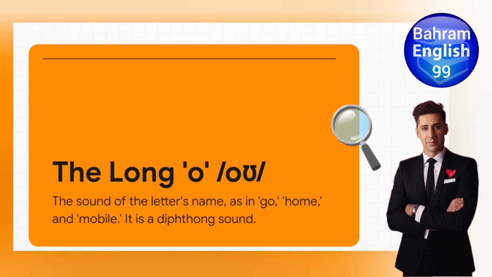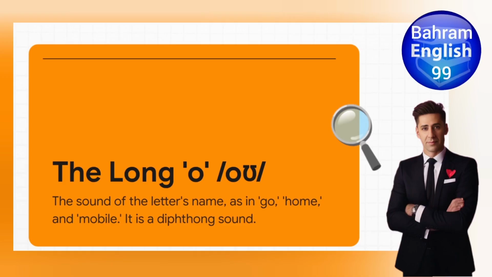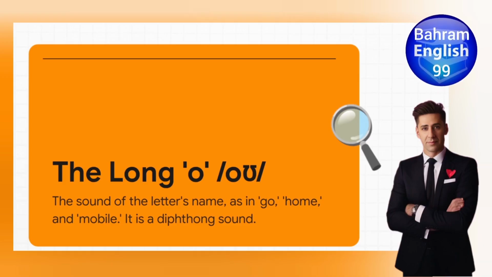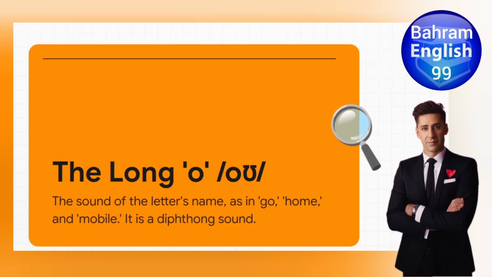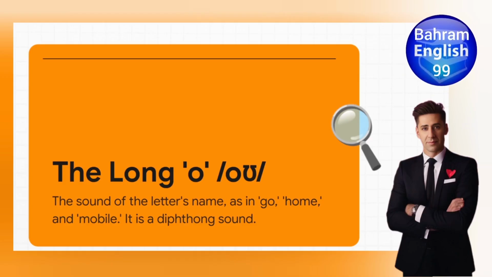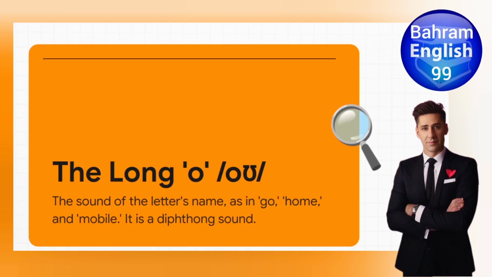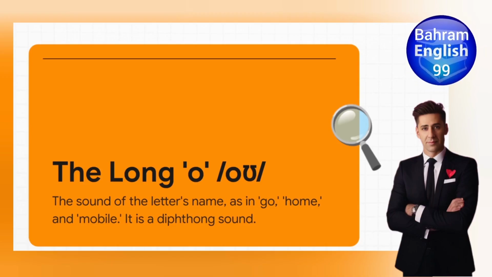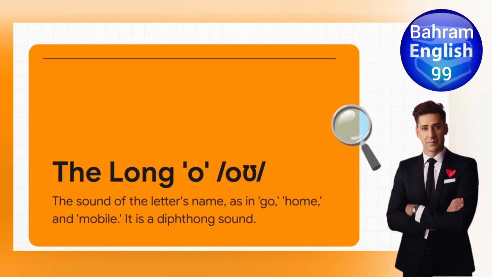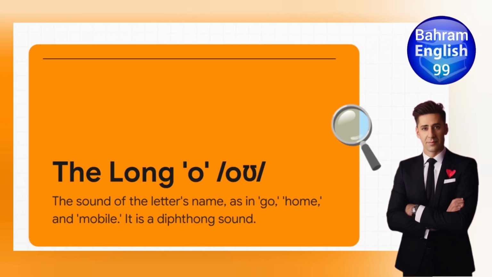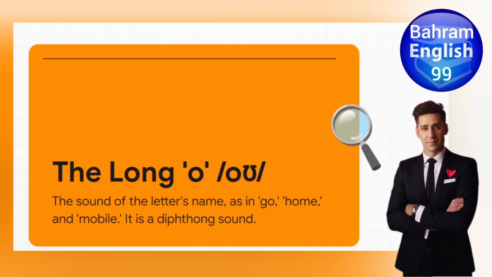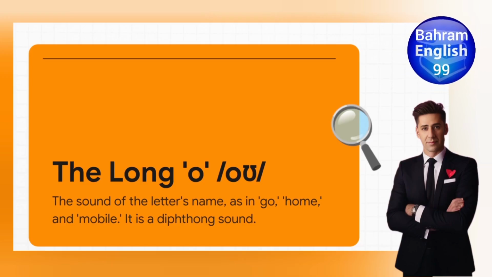And then, of course, we have the long O. This is the sound the letter O makes when it literally says its own name, like in go, home, or mobile. Now, what's really cool about this sound is that it's actually a diphthong. That's just a fancy way of saying your mouth is making two sounds that glide together. It moves from an O to a W sound. Try it. O, O, go. You can feel your mouth changing shape.